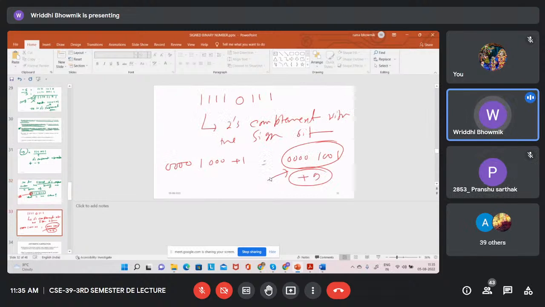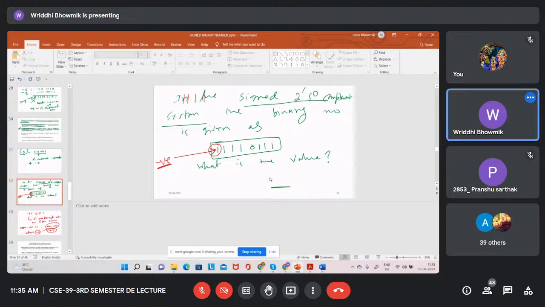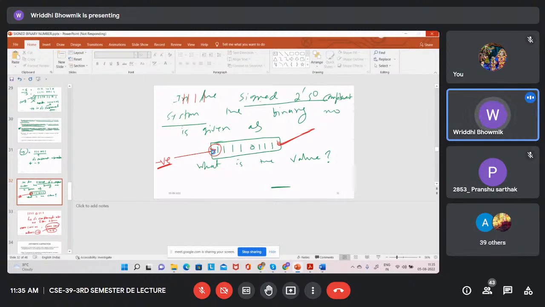So your answer will be -9, because when this number is given to you, it is represented in the signed twos complement system. At the leftmost position you are seeing that there is a 1, so it means it is a negative number. So how to find out the exact value?